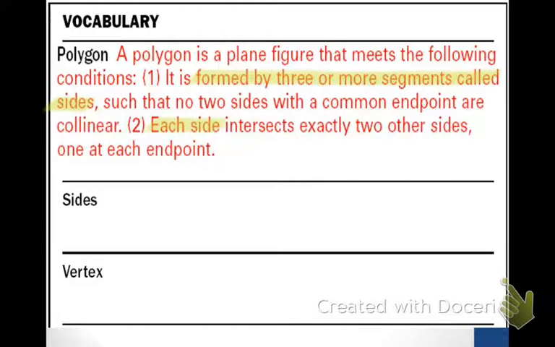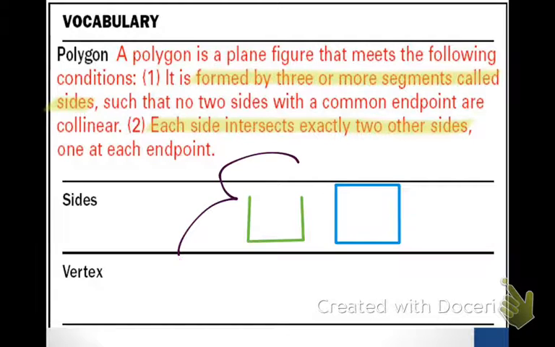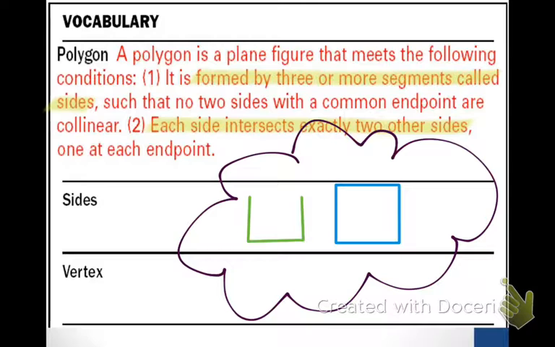And then each side intersects exactly with 2 other sides. Now I will explain what that means. I've drawn 2 examples here in my little thought bubble.